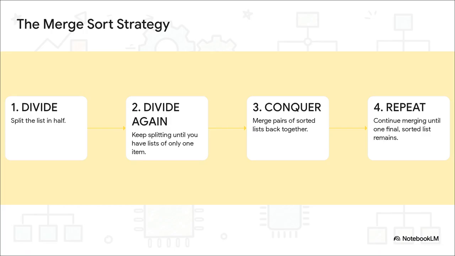So now the conquer phase starts. It merges these little sorted lists into slightly bigger sorted lists. Then it merges those, and it just keeps repeating until you have one final, perfectly ordered master list.